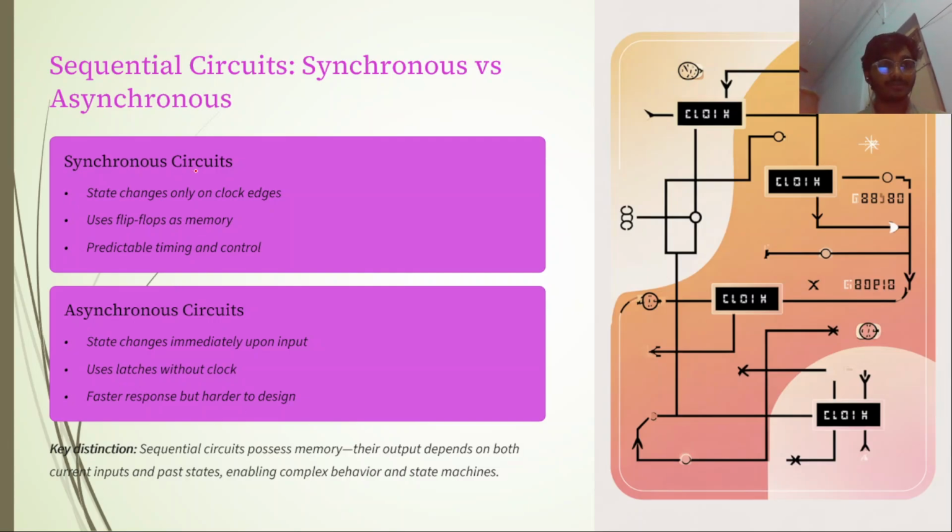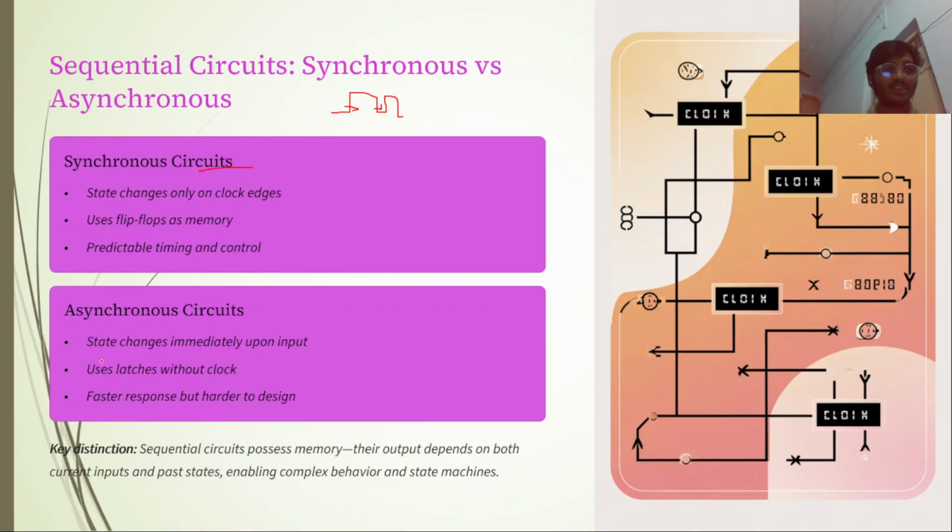Synchronous circuit: state changes only on clock edges, using flip-flops as memory, with predictable timing and control. Asynchronous circuit: state changes immediately upon inputs, uses latches without clocks, faster response but harder to design. Here, in a synchronous circuit, state changes only on clock edges. When waveforms are drawn like this, you see these are the edges. On the edges the clock opens and starts.